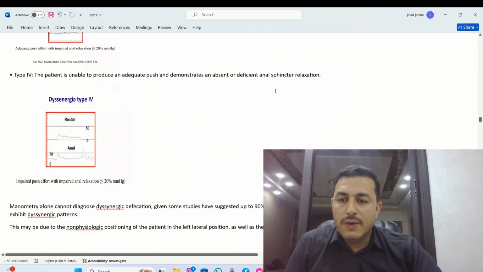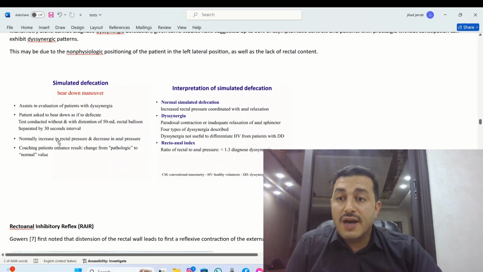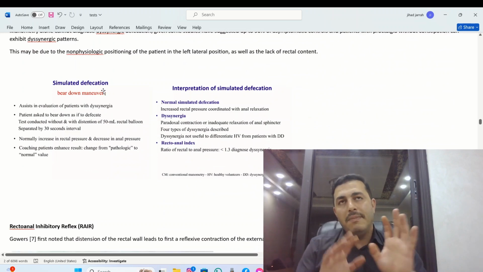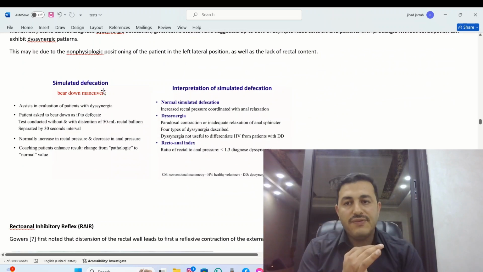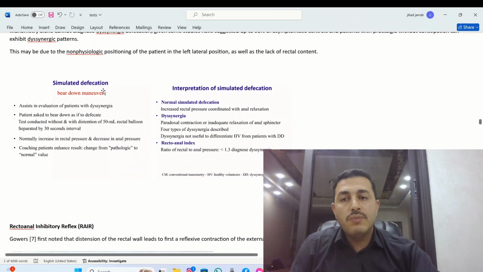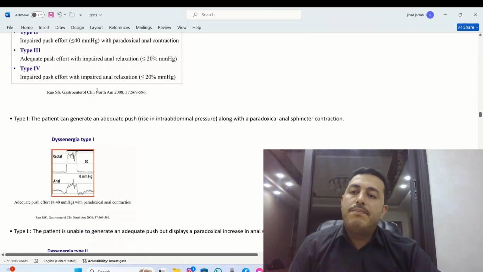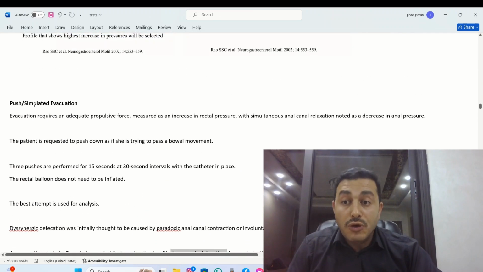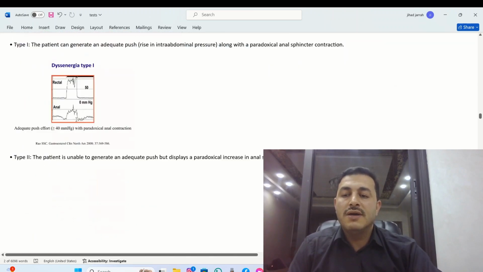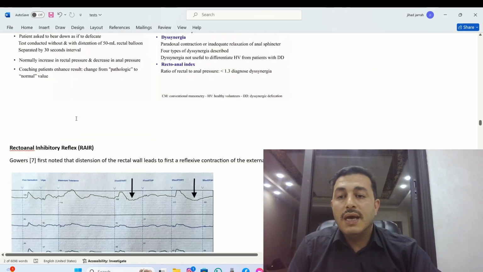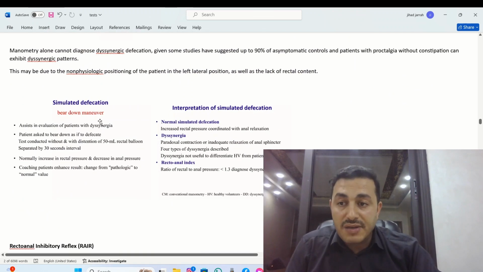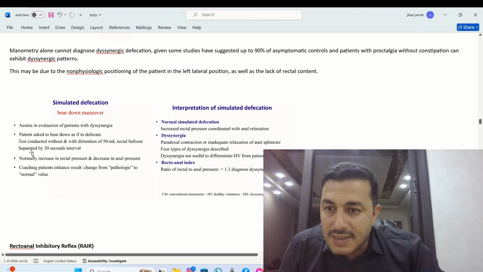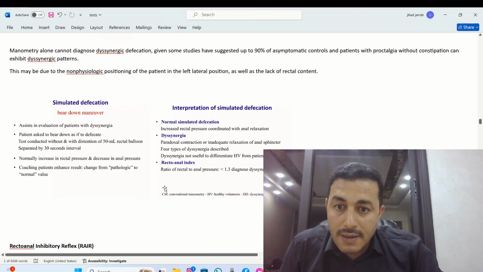evacuation. Okay, what else do we want to add regarding stimulated defecation? There are many names: stimulated defecation, push defecation, stimulated evacuation. These are actually the same. And the bear down maneuver. What else? Normal. Okay.